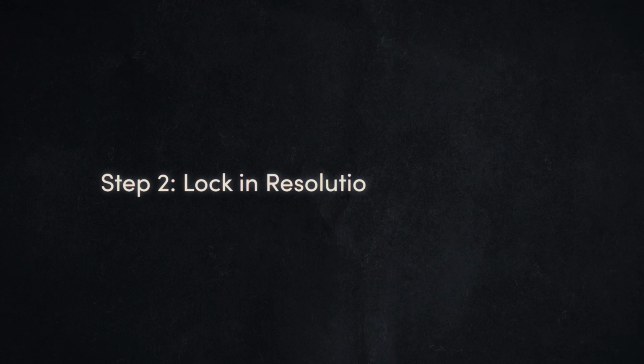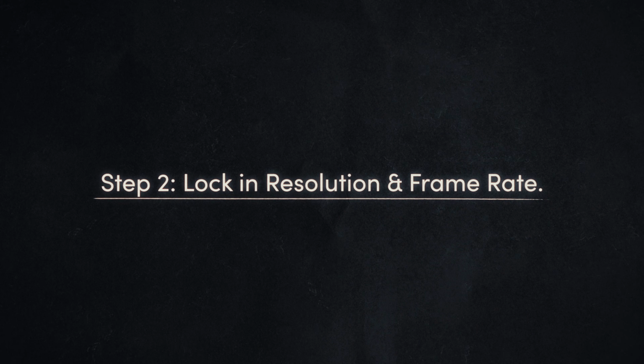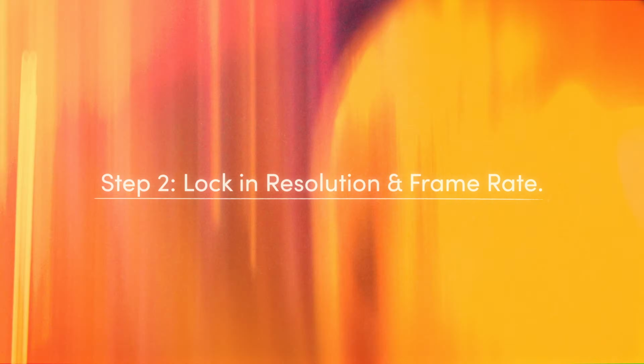The second step is to lock in your resolution and frame rate. Now, you might have defaulted to shooting 1080p to start with, but I will tell you that will give you a much blurrier and low resolution image than if you change it to 4K. Yes, the file sizes are going to be a little bit bigger on a 4K video file, but the benefits definitely outweigh the file size problem.